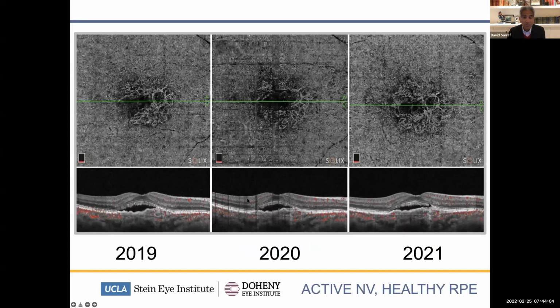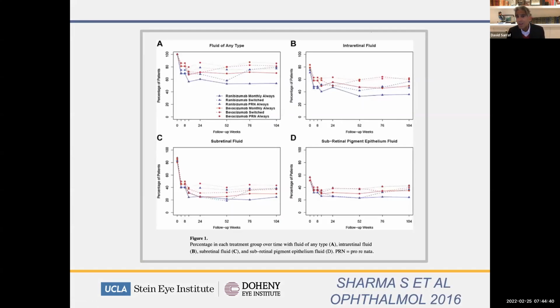When we have persistent fluid, this is a complication that is not unusual, that we have seen in 25 to 50% of some of the major pivotal clinical trials that have shown persistent fluid can be present at 1 or 2 years. This can be an indicator of continued neovascular activity. And you can see growth of this type 1 neovascular membrane originating from the choroid in association with this persistent or residual fluid. And this can be an indicator that perhaps a stronger anti-VEGF is needed and that there is persistent neovascular activity.